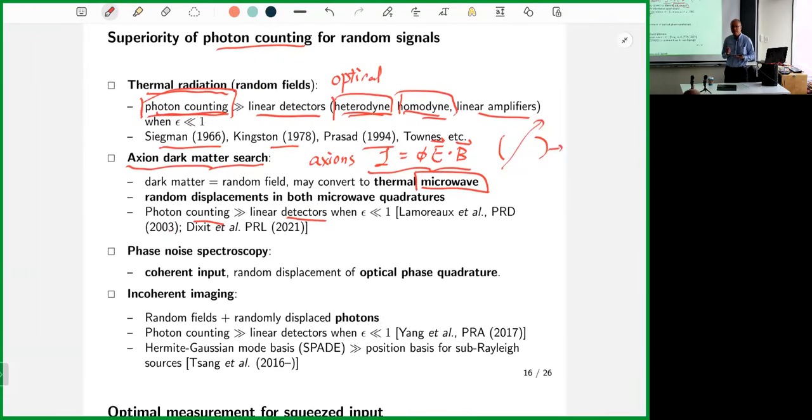So for the microwave, for the second case, axion detection at microwave frequency, would thermal noise be an issue? Right, they put it in cryogenic temperatures. Oh, okay. So very low temperature, so that if everything is good, you don't really see thermal photons coming out.